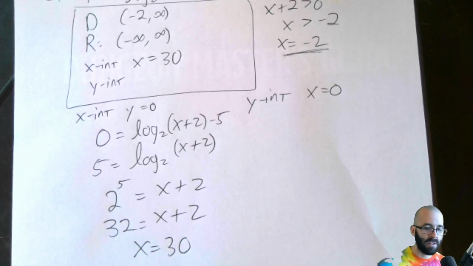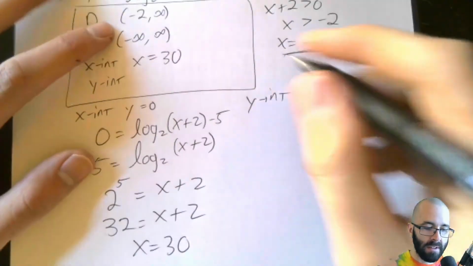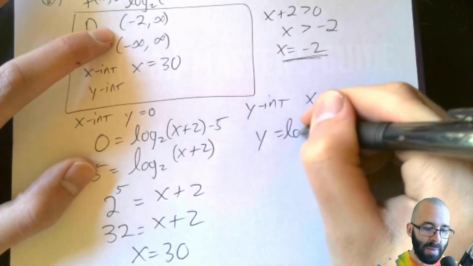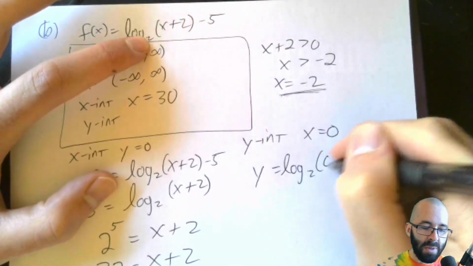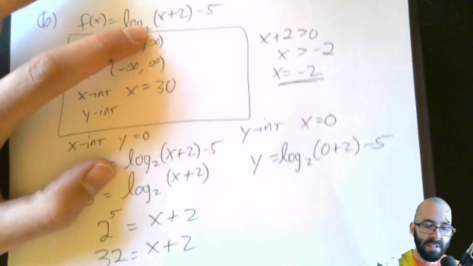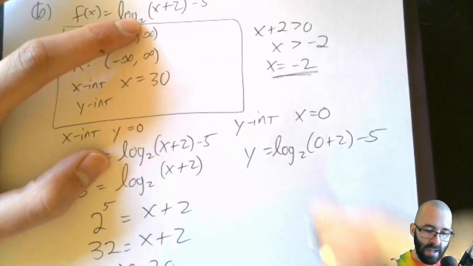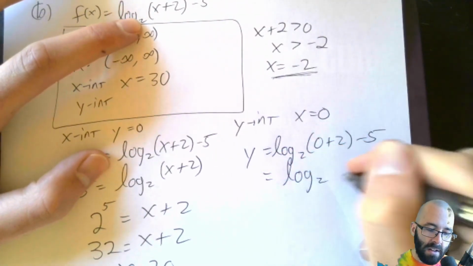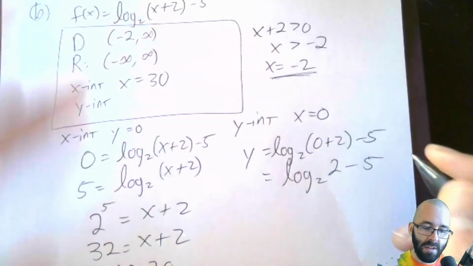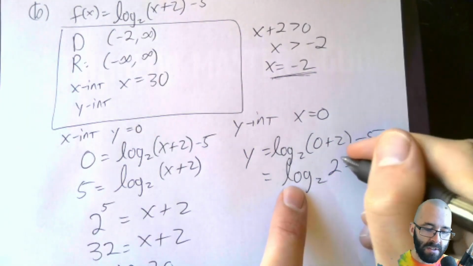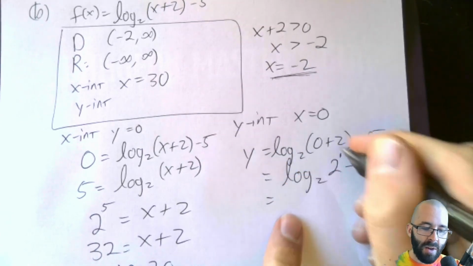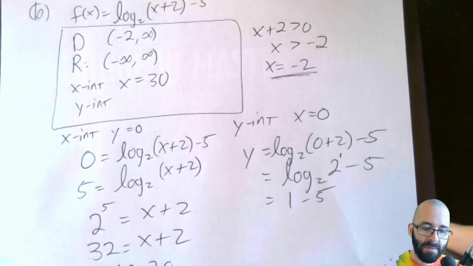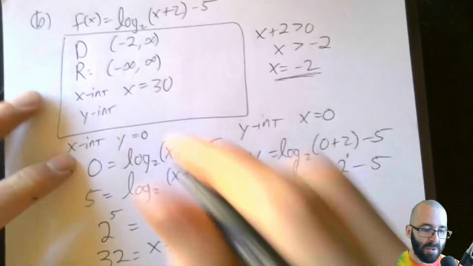Y-intercept's a little easier. You just plug in 0 for x. So our y-intercept is going to be log base 2 of 0 plus 2, minus 5. And we simplify that. Log base 2 of 2. These are inverse functions. 2 is the same as 2 to the 1st power. They cancel each other out. We're just left with that exponent, which is 1. Y-intercept is -4.